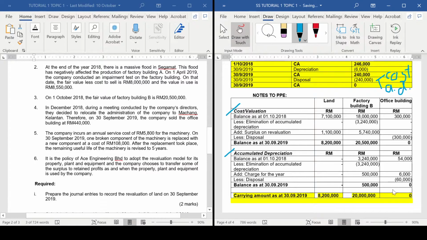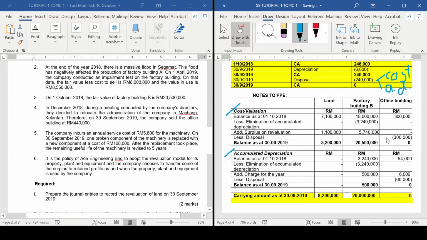How much is the cost? 300,000. So we are going to deduct that 300,000. What about the accumulated depreciation? 54 plus 6 is 60,000. So we are going to remove both the cost and also the accumulated depreciation. So this one is 0, this one is 0, and at the end of the year, the carrying amount is 0. So it tallies with your working. So that is how you prepare notes to PPE.